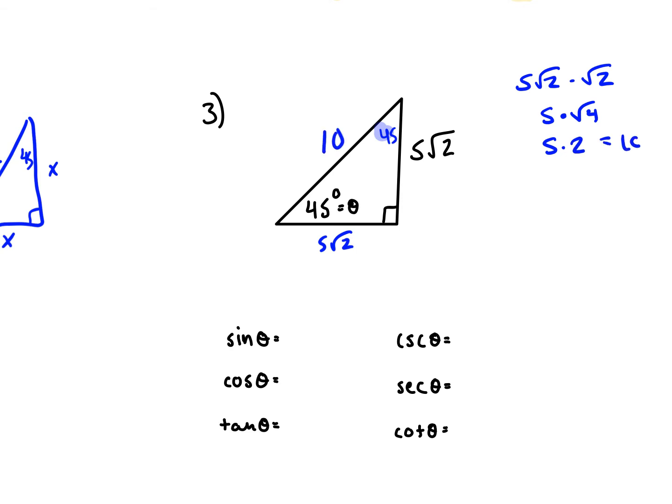Oh, I still got 10, because then you get 100 and then you get the square root of 100. Right, so it should be the same thing if you do Pythagorean theorem.